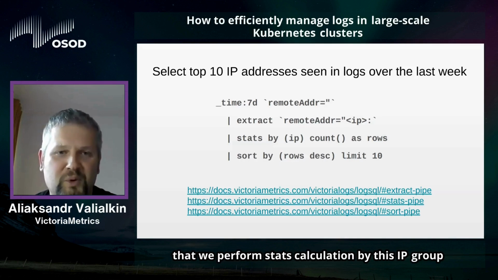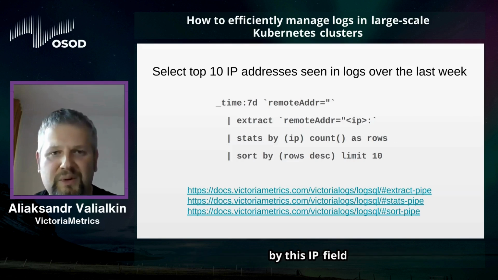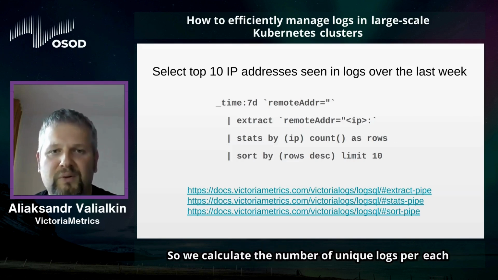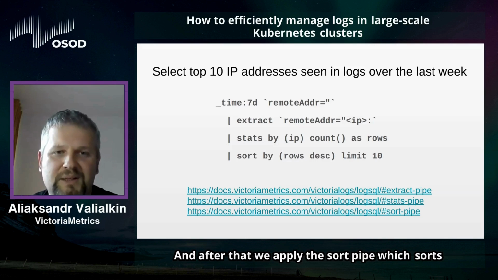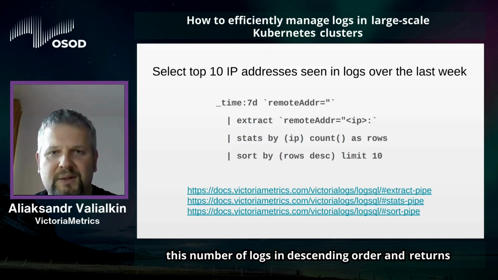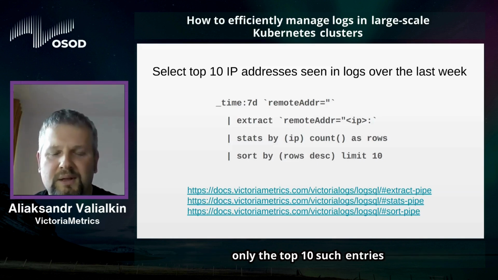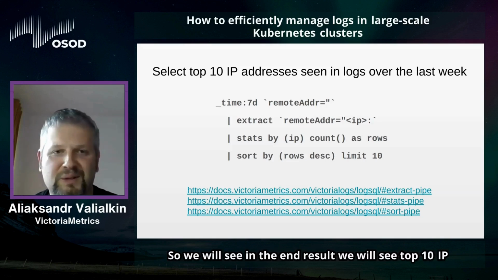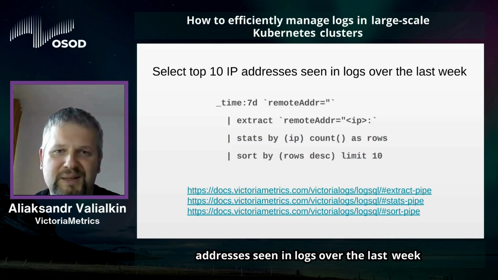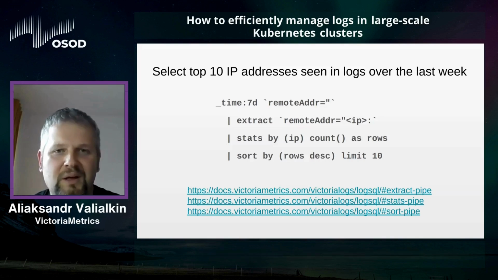After that, we perform stats calculation by this IP, group by this IP field. So we calculate the number of unique logs per each IP. And after that, we apply the sort pipe, which sorts this number of logs in descending order and returns only the top 10 such entries. So in the end result, we will see the top 10 IP addresses seen in logs over the last week. And this query can be simplified.